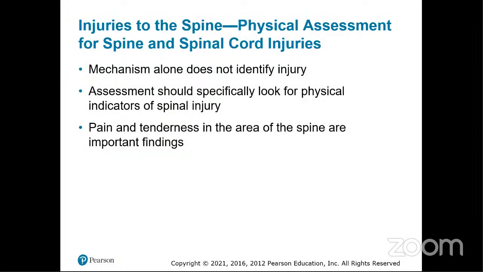Some things too, guys, mechanism alone doesn't identify the injury. So we're going to have to look for specific indicators for spinal injury. A lot of the time it is pain or tenderness. So we're going to teach you the spider crawl down the spine. Every finger, you'll start at the base of the skull. Every finger should touch every vertebra all the way down. And if you're feeling that and there's pain or tenderness on it, then we're going to suspect a spinal injury.